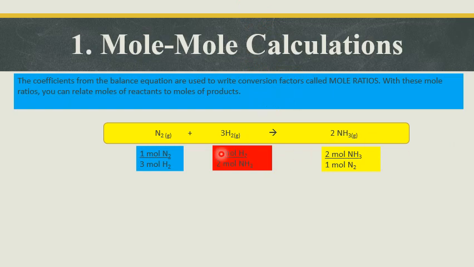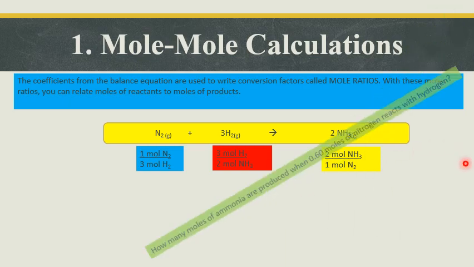So we are using the coefficients to write the mole ratio of hydrogen and ammonia now. So 3 moles of hydrogen produced 2 moles of ammonia. So 3 over 2, 3 moles of hydrogen over 2 moles of ammonia. That is what is called the mole ratio or the conversion factor.